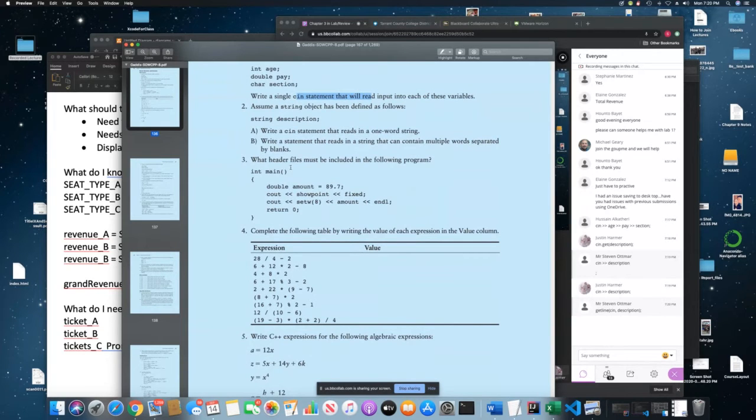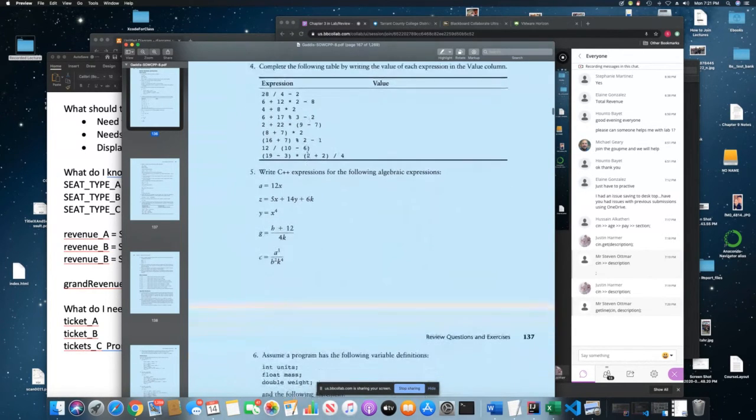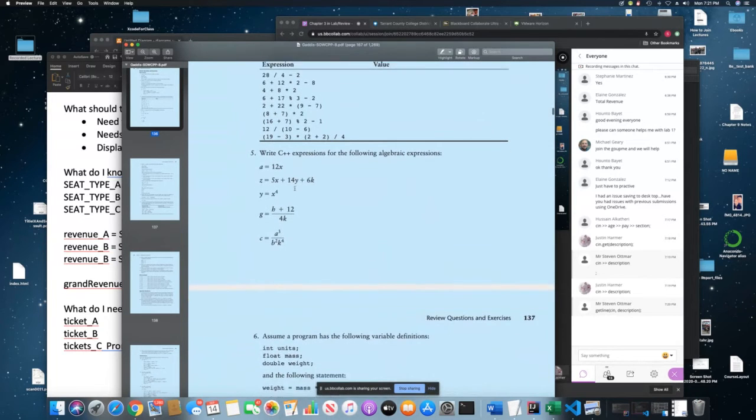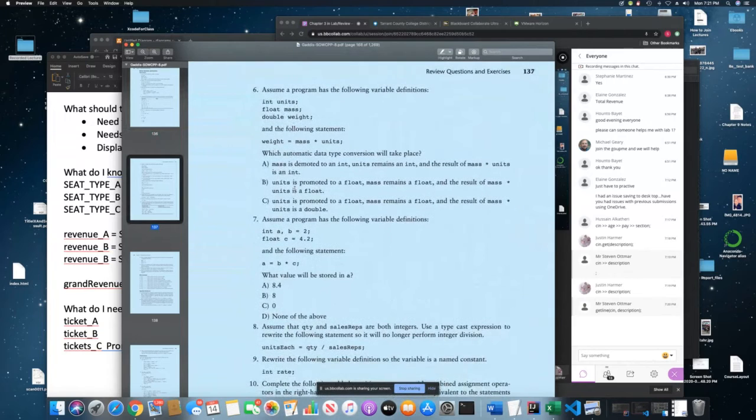Number 3, what header file must be included in the following program? iomanip is one, and what else? iostream. Yeah, I think it was iostream for cout. Yes, iostream is correct for cout. And then since we have that set with, you need iomanip. I'm not going to worry too much about this because you should be practicing with that.